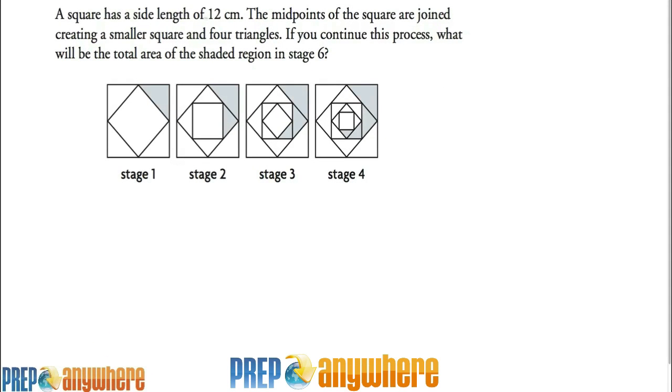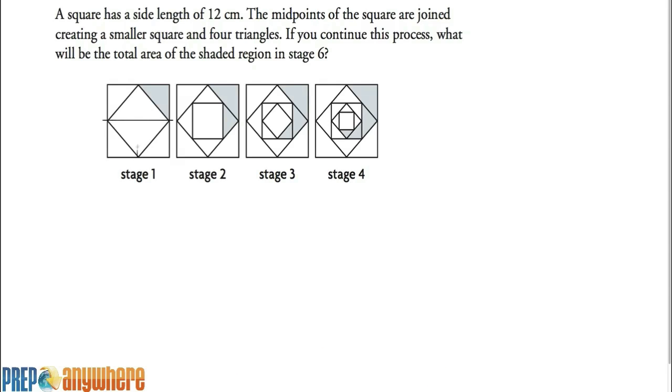Okay, a square has a side length of 12 centimeters, and the midpoints of the square are joined, creating a smaller square with 4 triangles. So let's look at the first one here. Let me just draw 2 extra lines here. If I do that, it's clear that this is 1, 2, 3, 4, 5, 6, 7, 8. It's 1/8.